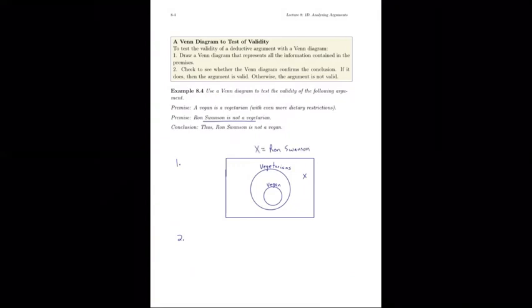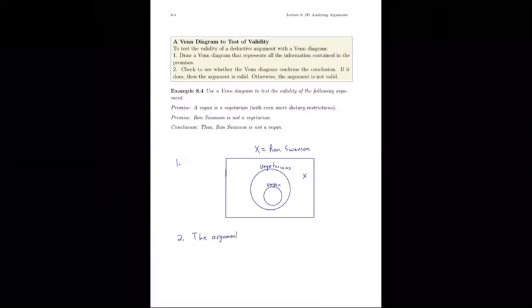He's not a vegetarian, so we know that that X does not belong inside that outer circle. If it's not inside the outer circle, it's anywhere but inside the outer circle. It couldn't even be in the inner circle. Now the conclusion of this is that Ron Swanson is not a vegan, okay? But when we look at the picture, that's exactly what this is telling us. There's no way that X can be inside this set and still be outside of this set. So the logic is valid. The sets confirm that. The argument is valid.